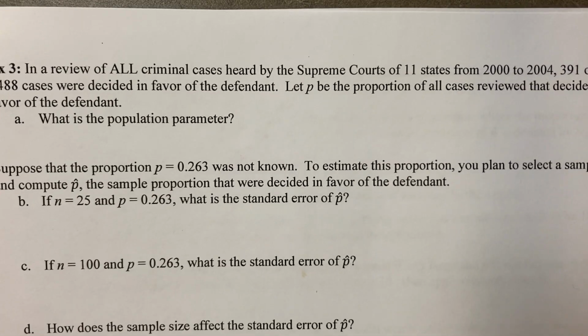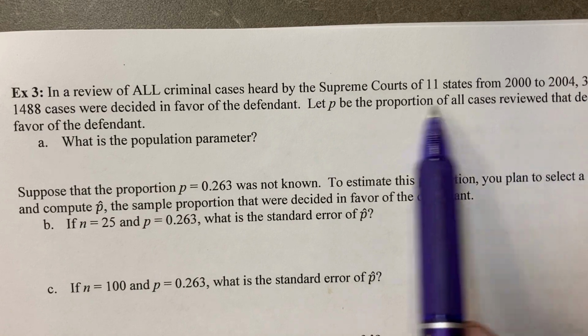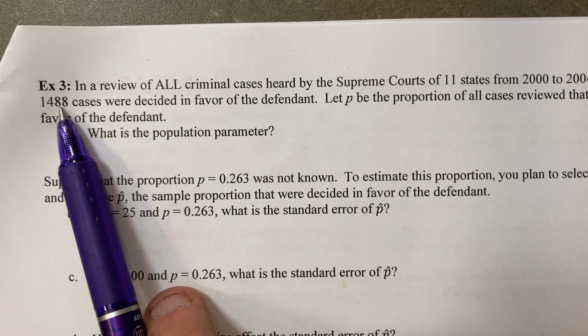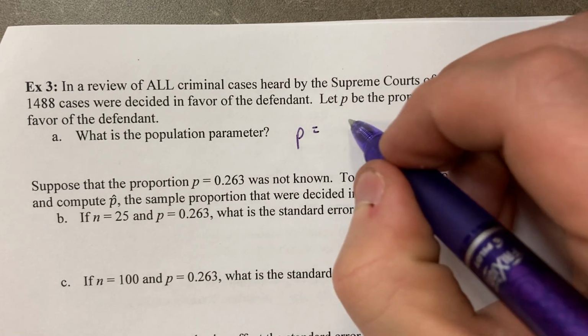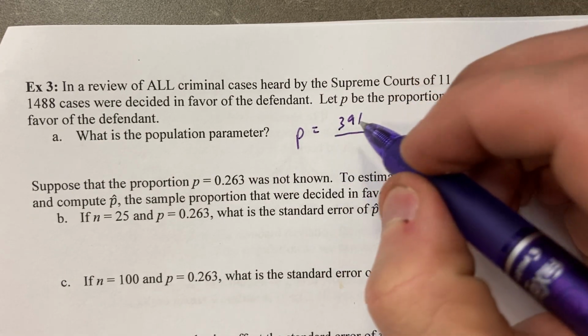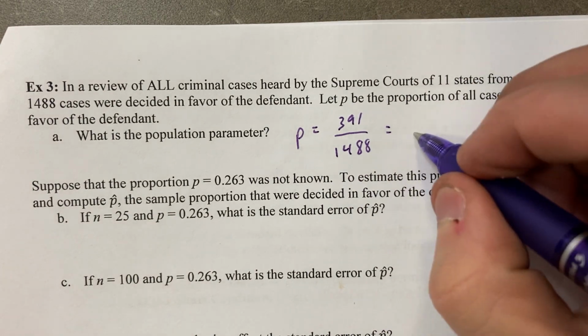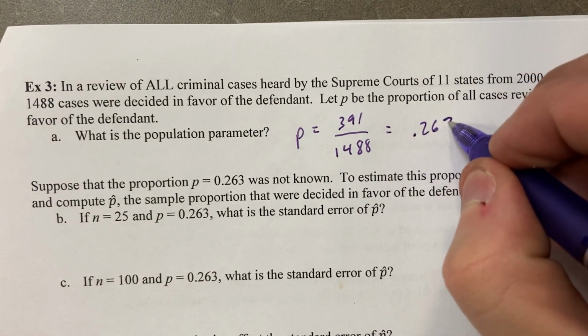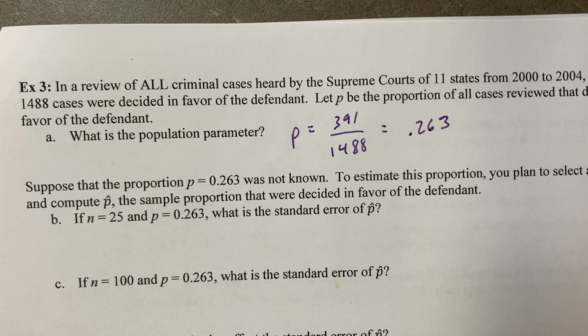Let P be the proportion of all cases reviewed that decided in favor of the defendant. What is the population parameter? So this is all court cases right here. So we can find a P. We can do 391 out of 1,488, which is 0.263. That's the true population proportion.